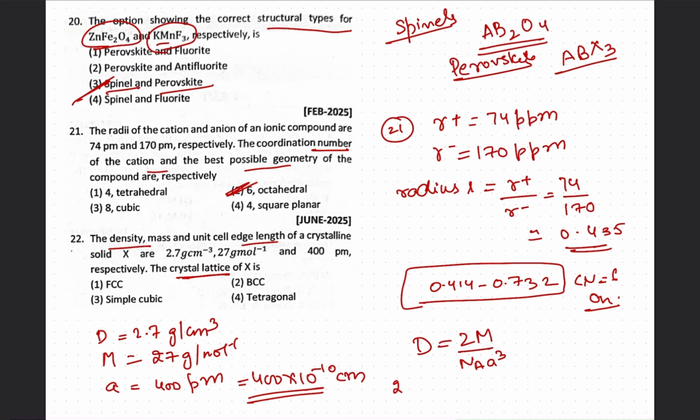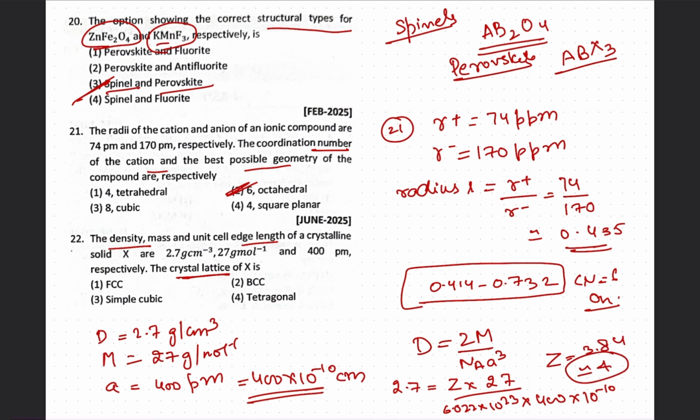You have to put the value of density. Z we will evaluate, this is given. This is the Avogadro number. A we have. When you will solve this, okay, everything, you will get Z equal to 3.84, which is approximately equal to 4. We know that Z 4 is for FCC. Now you have to remember, okay, Z for BCC is 2, for simple cubic it is 1. So for FCC only Z is equal to 4.